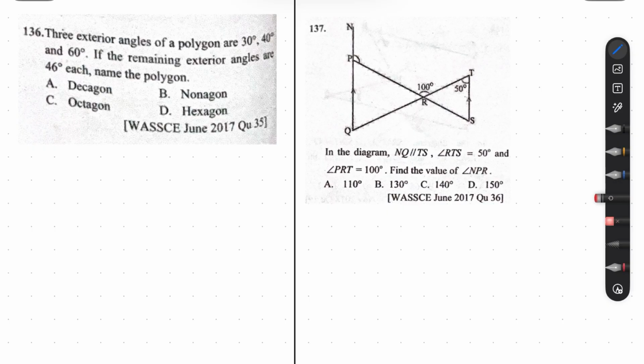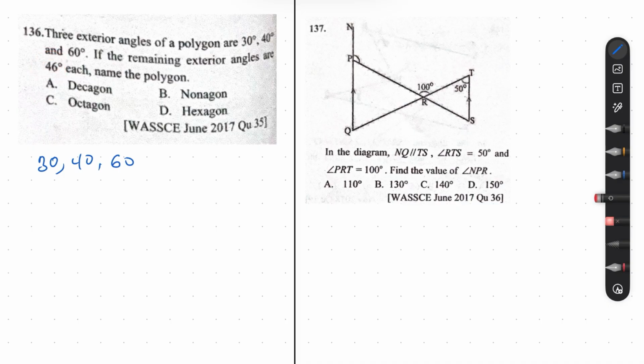The question says 3 exterior angles of a polygon are 30, 40, and 60. If the remaining exterior angles are 46 each, name the polygon. So this question, they've given us 3 exterior angles. We know them: 30, 40, and 60. Let's write it down. 30, 40, and then 60. Now we don't know the number of remaining angles, but we've been told that each of them is 46.